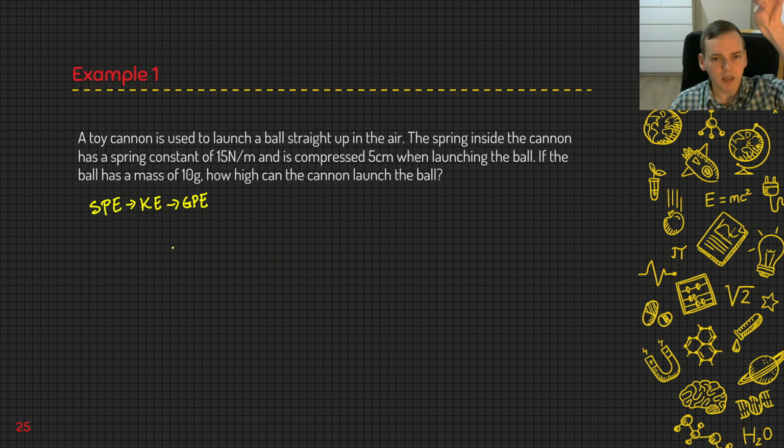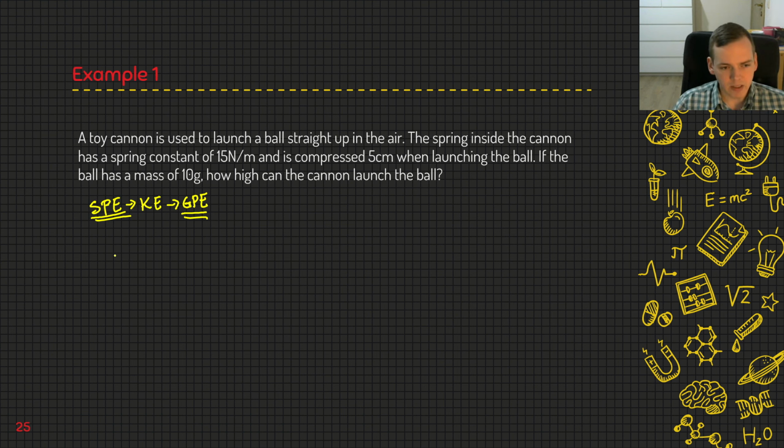When it's at the peak, all the energy that we initially had is now gravitational. And then it's going to start falling back down. It's going to lose gravitational energy and go back into kinetic energy. And if it falls back in the cannon, it might compress the spring and go back into spring potential energy. But the point here is, initially all that lost spring potential energy is going to eventually end up as gravitational potential energy. Again, because when you're at the peak of your path, you're no longer moving.